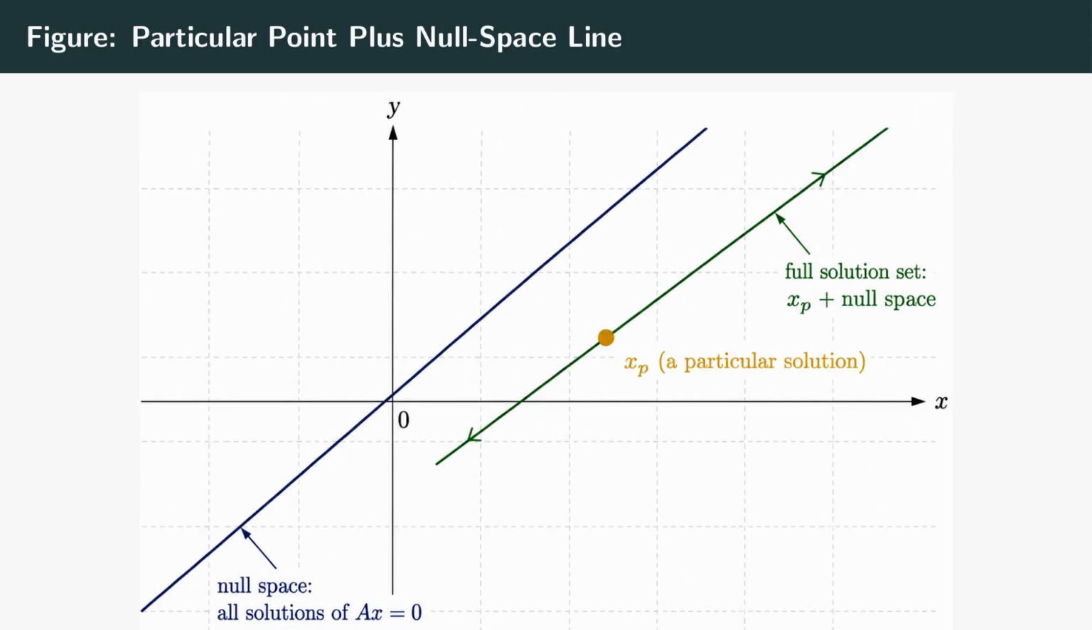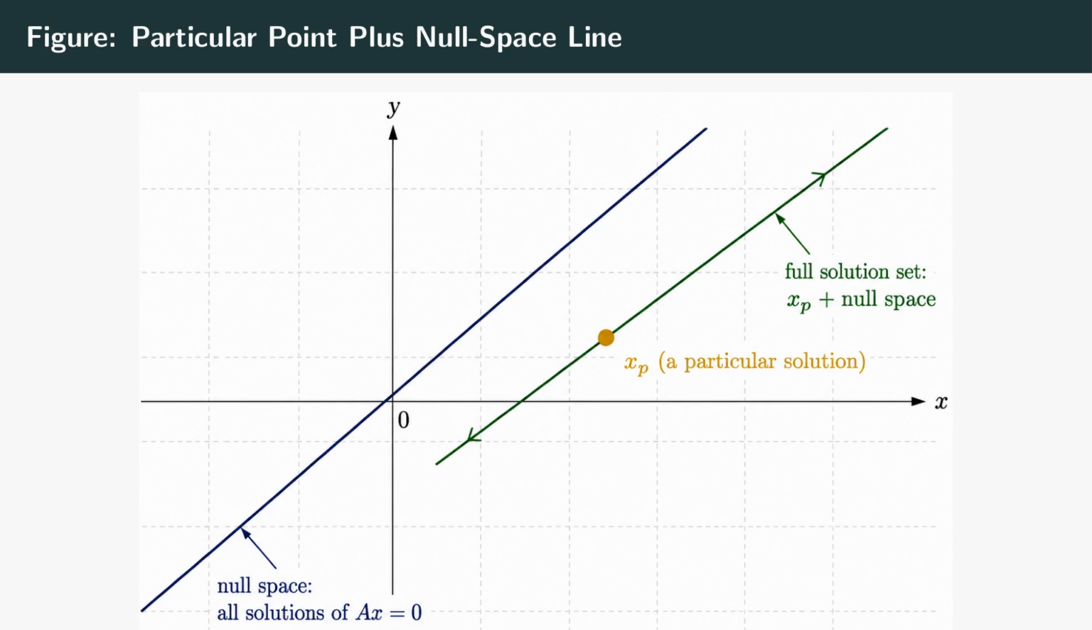Let's draw what a solution set actually looks like. Start at the origin. The navy line running through the origin is the null space. Every solution of the homogeneous system AX equals 0. It always passes through the origin, because 0 is always a homogeneous solution. Now the gold dot, sitting off to the side, is one particular solution of the real system AX equals B.